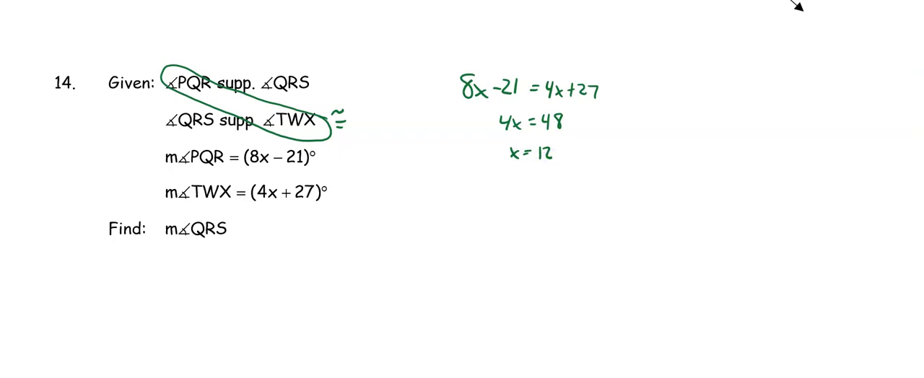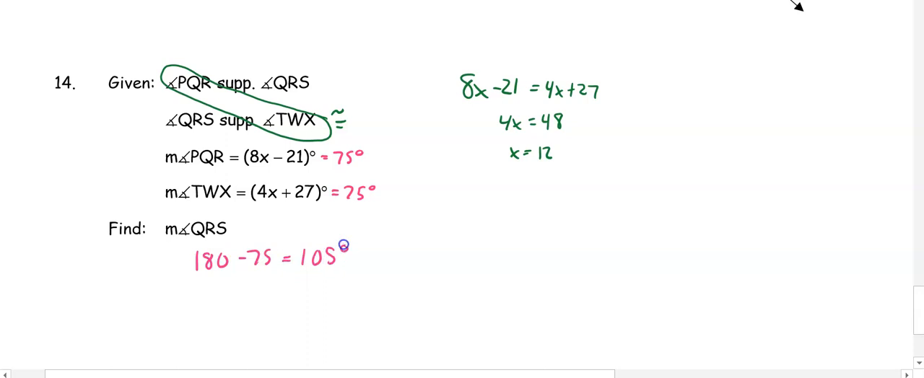Once we know x is 12, we can substitute to get our angle measures. So 8 times 12 minus 21 is 75 degrees. Same thing with our second angle, also 75 degrees. Because QRS is supplementary to these angles, we want to do 180 minus 75, so that QRS has a measure of 105.